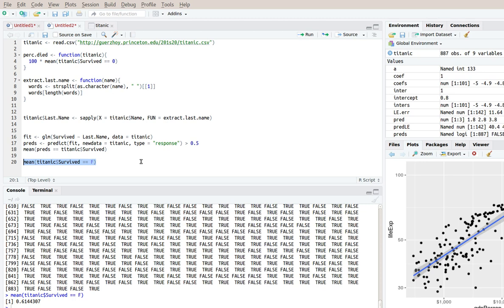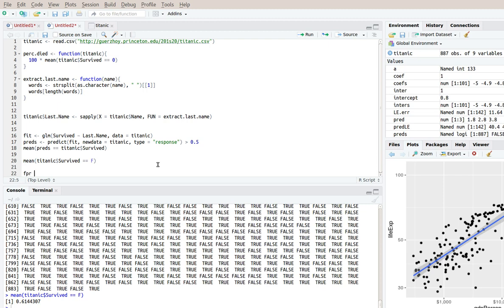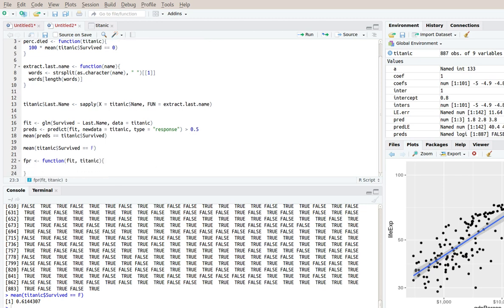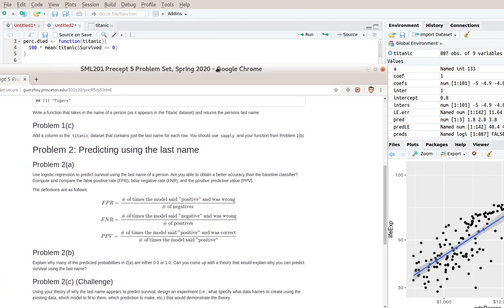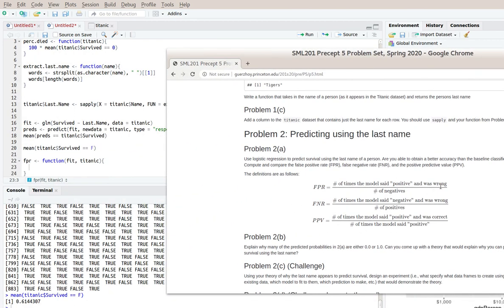Now we are asked to compute various other measures here. So let me do that. I'll write the function FPR, a function of fit and of Titanic. This would be the false positive rate: the number of times the model said positive but was wrong, divided by the number of actual negatives.